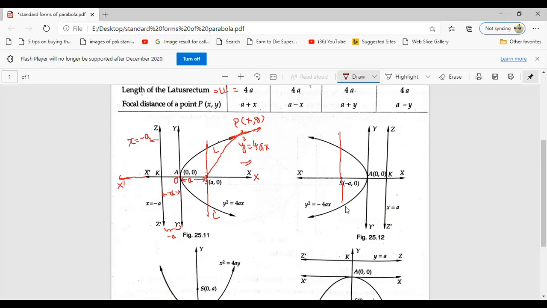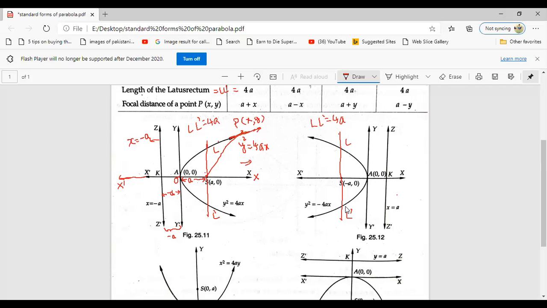Length of latus rectum is here also. Here L dash is equal to 4a. Here also this is L and L dash, so L dash will be equal to 4a here also. Okay. And this distance will be minus a. Therefore, the focus will be minus a, 0.